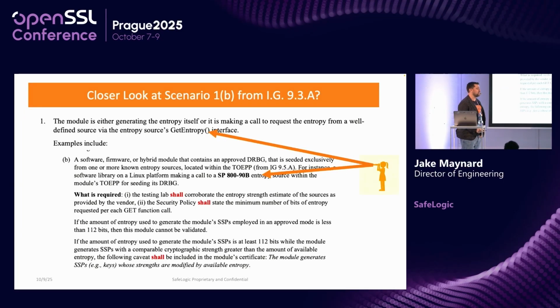So let's take a closer look at scenario 1B. The top orange arrow highlights that the FIPS module will need direct access to the entropy source's getEntropy API. The example given here utilizes an SP 800-90B entropy source, and the rest of the verbiage relates to which caveat you might need based on your minimum entropy. So we won't worry about that now. Adam will get into that a bit later.